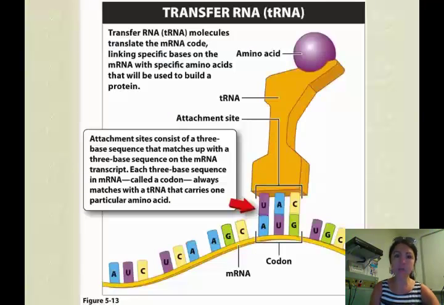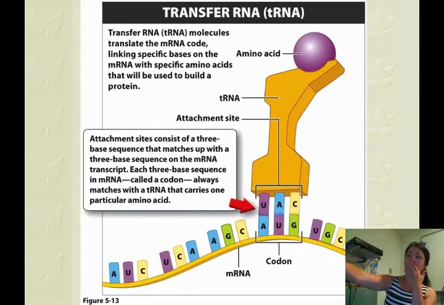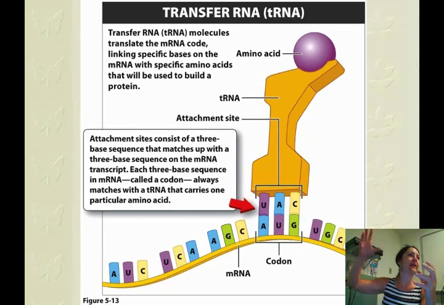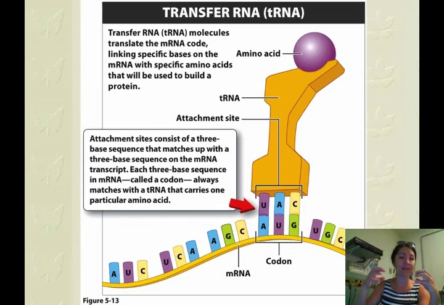Okay. So this is transfer RNA, or tRNA. tRNA molecules translate the mRNA code, linking the specific bases on mRNA. So the specific bases on mRNA are on the bottom, and the tRNA is like a bedazzler. It latches things on to the mRNA so that we can make these amino acids at the attachment site. So on the mRNA is a set of 3 base pairs, and the tRNA comes along and matches up to those base pairs and then makes the amino acid.